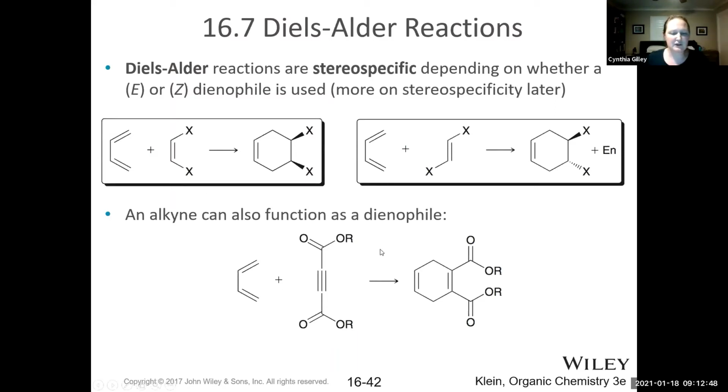Alkynes can also function as the dienophile, and when they do, only one of the pi bonds reacts to form the ring and the other pi bond remains. So the product ends up as a cyclohexadiene.